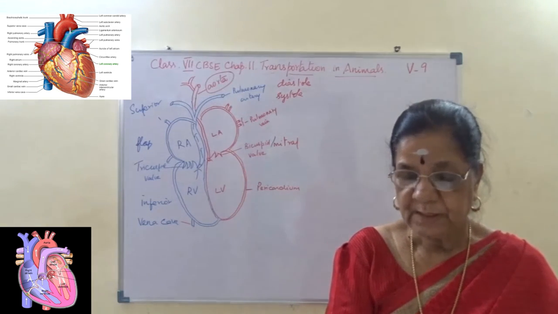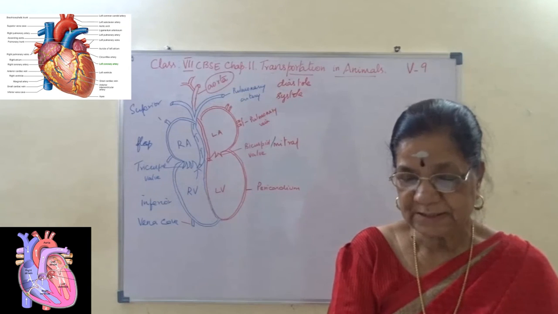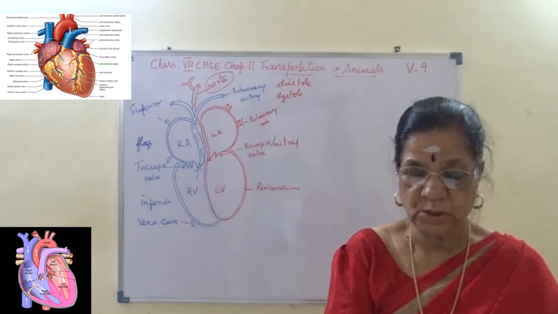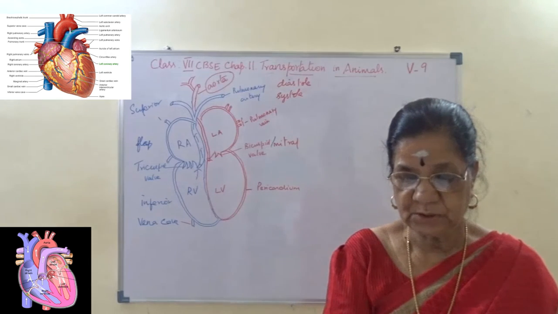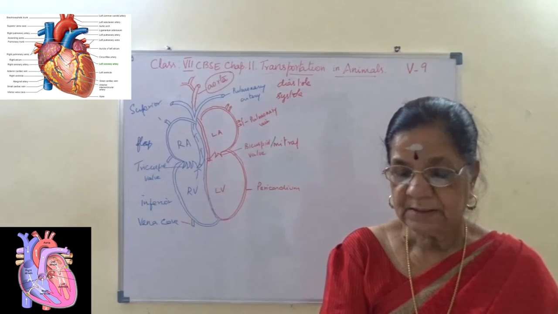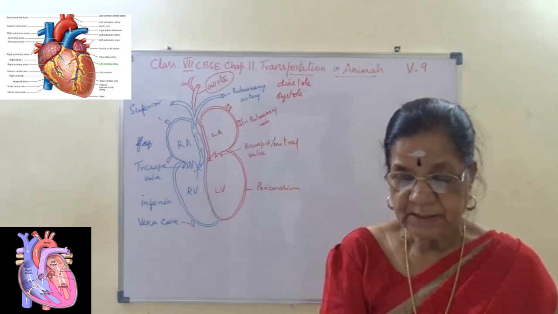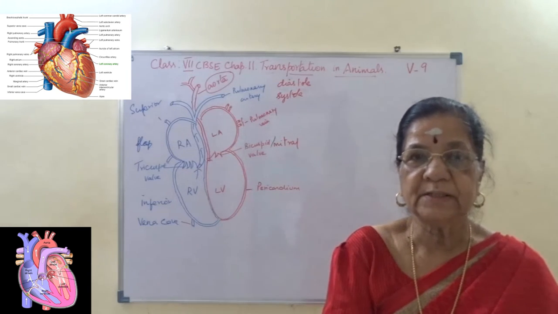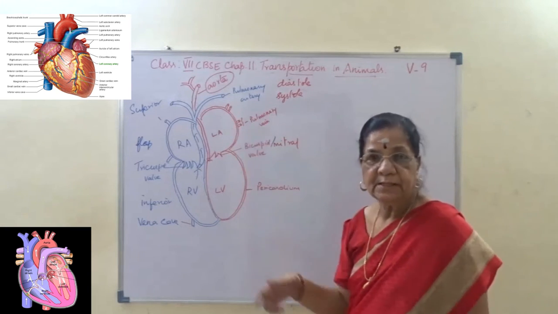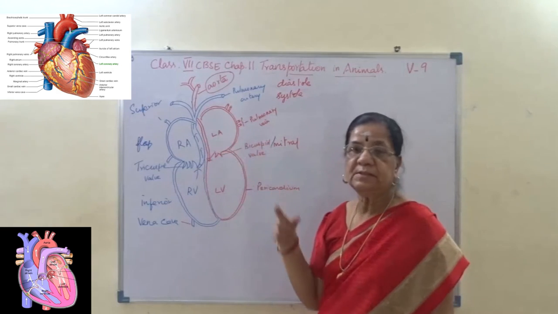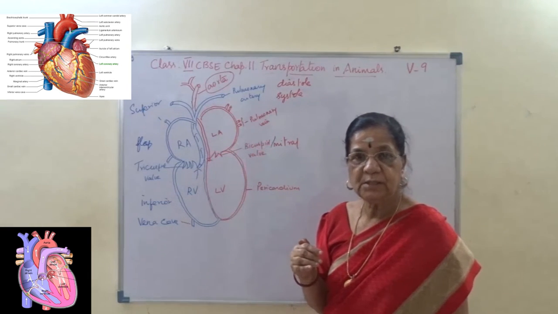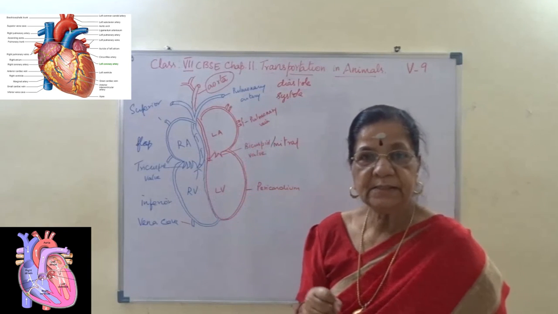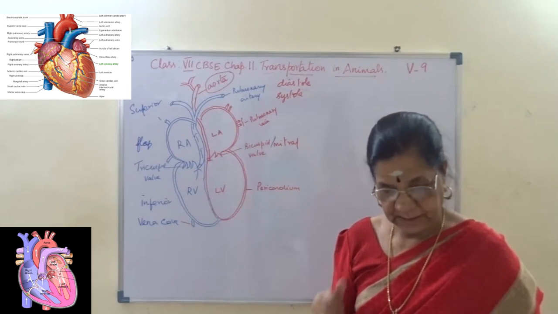Whereas since the blood flow is rapid and at high pressure, the arteries have thick walls. I hope you are able to follow this. Then there is another question. There is a muscular wall between right and left side of the heart. Between these two, it is called interauricular septum, and between these two, it is called interventricular septum.